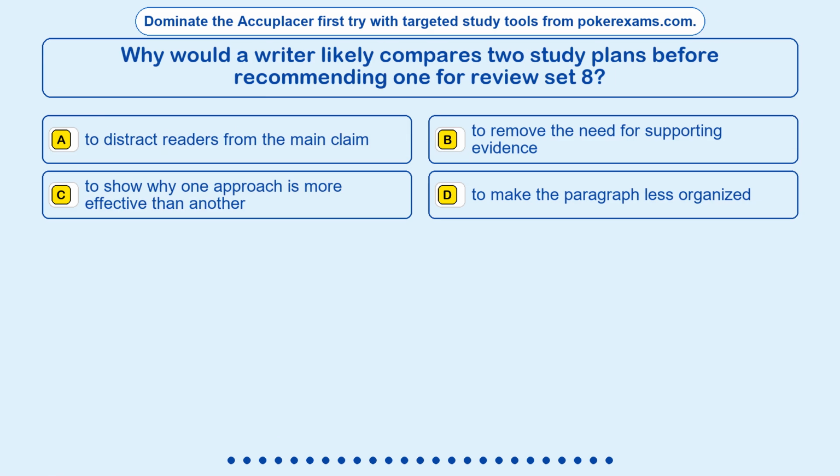Question 16. Why would a writer likely compare 2 study plans before recommending one for review set 8? Option A. To distract readers from the main claim. Option B. To remove the need for supporting evidence. Option C, to show why one approach is more effective than another. Option D, to make the paragraph less organized.